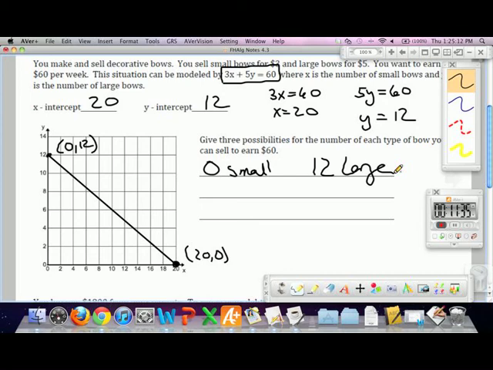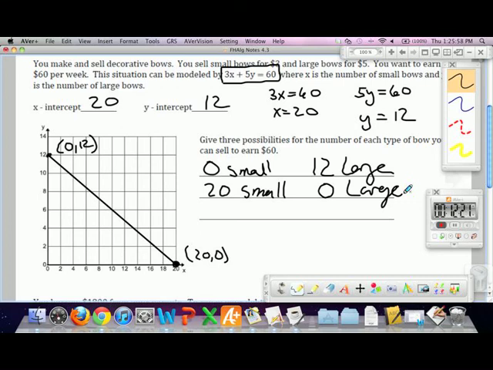What's another combination of small and large bows you could sell to get $60? Sydney? You go 20 small and 0 large. How about another combination? How would you find another combination? Lily, what could you do? You could go on the x-axis and go up to 14. Well, 14. So the problem is if I go to 14, then I go up, I want to find points on this line. If we go to 14, I'm going to get somewhere less than this. I don't really know what that number is.